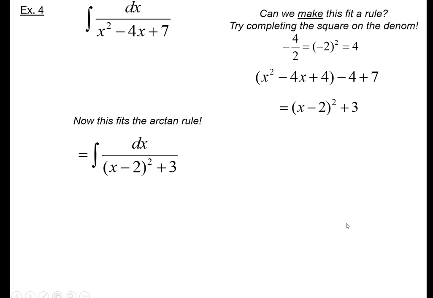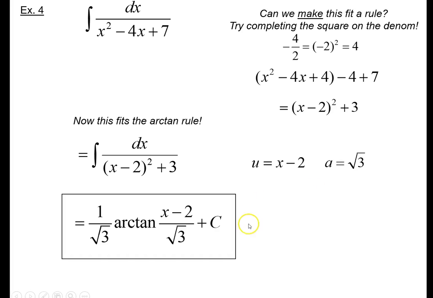So this fits the arctan rule if we let u equal x minus 2. The derivative, of course, would just be 1, right? So du would equal dx. A is square root of 3. So when we put that back together, we have 1 over the square root of 3, 1 over a, times arctan of u over a plus c, but u is the x minus 2.